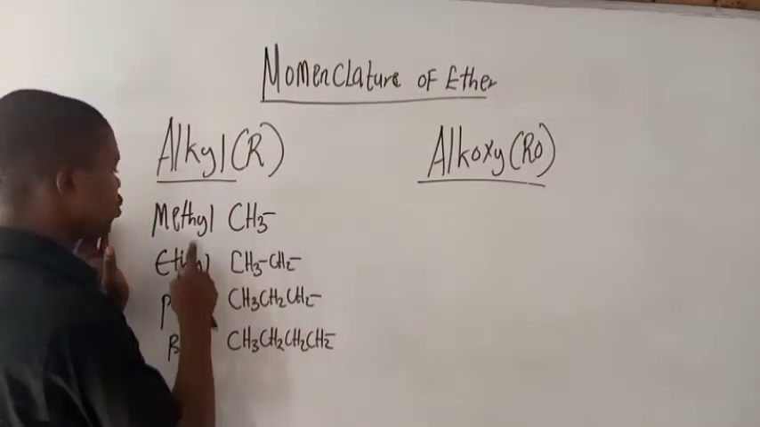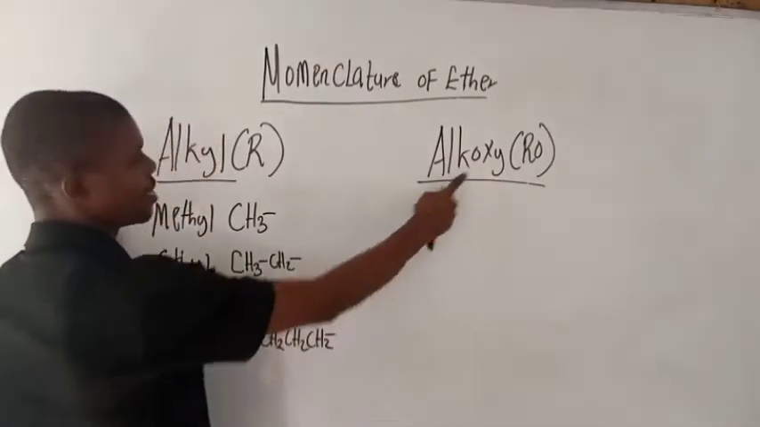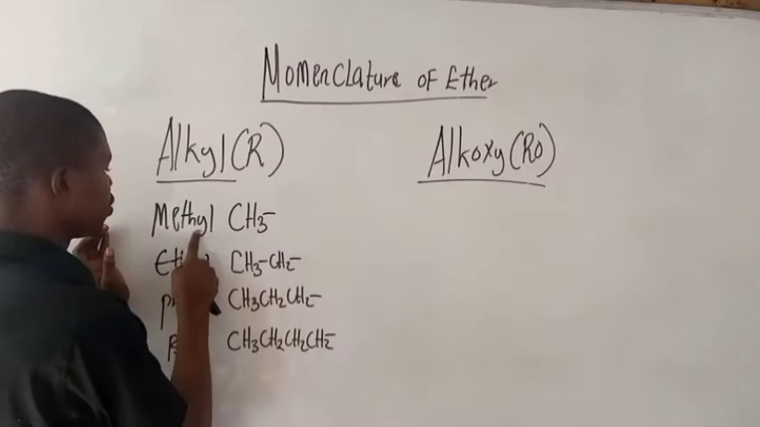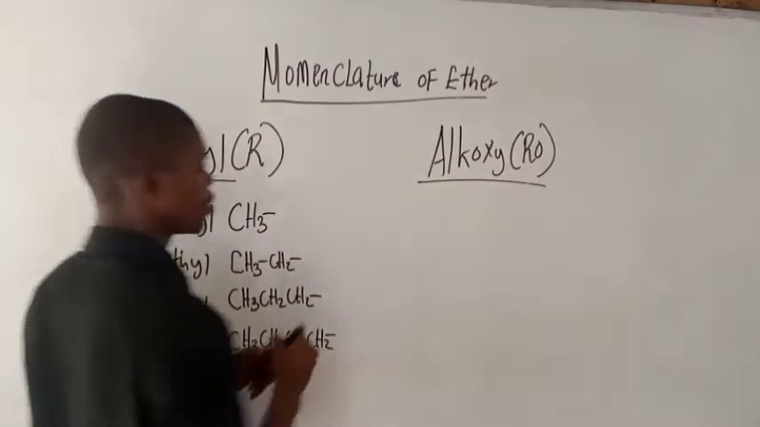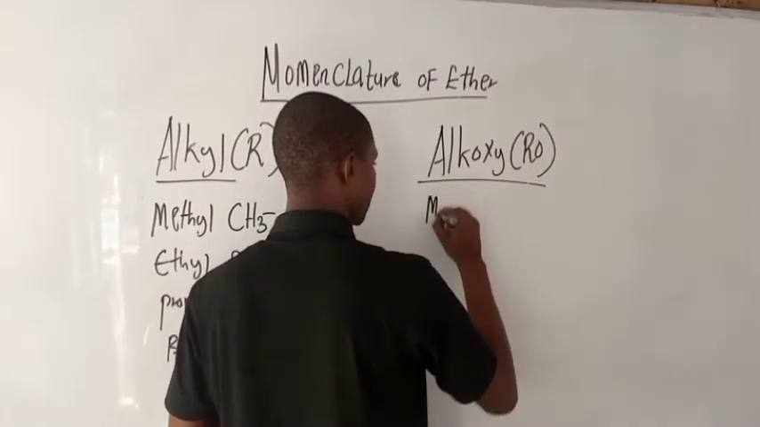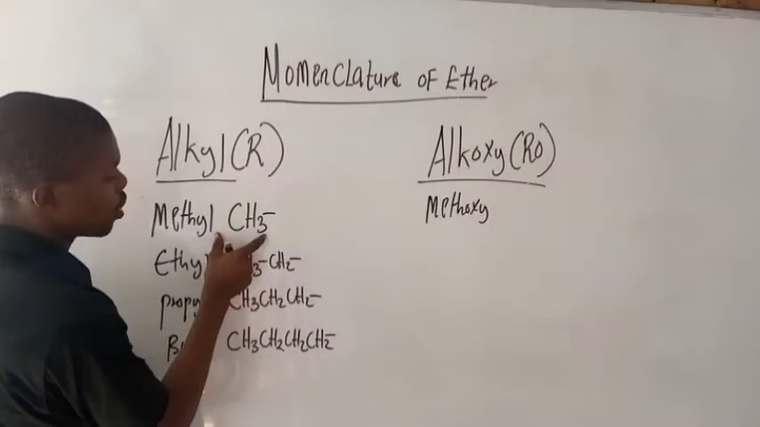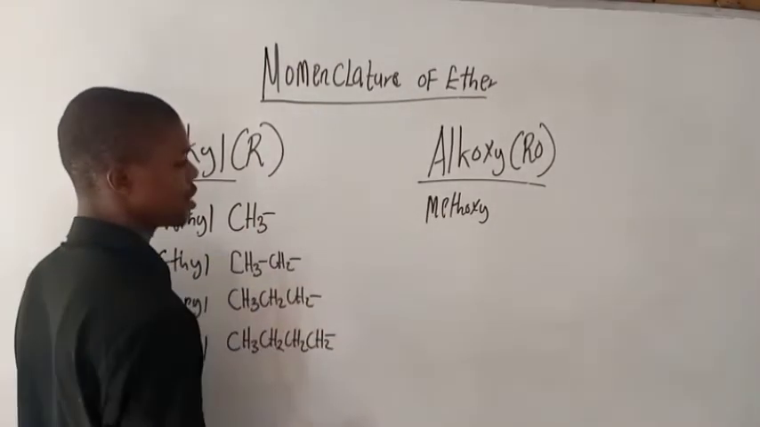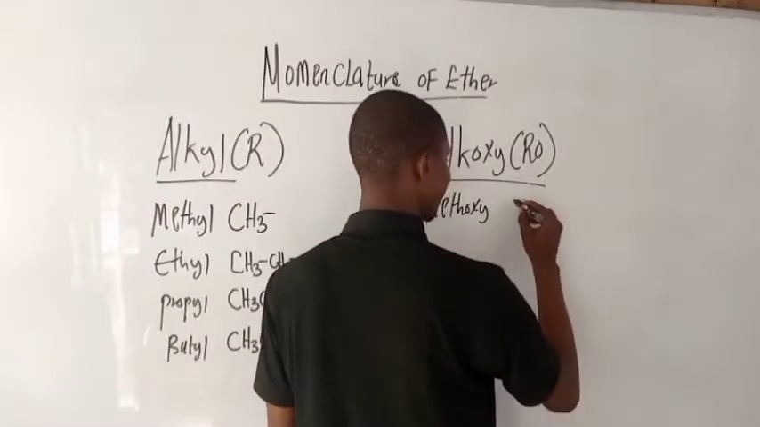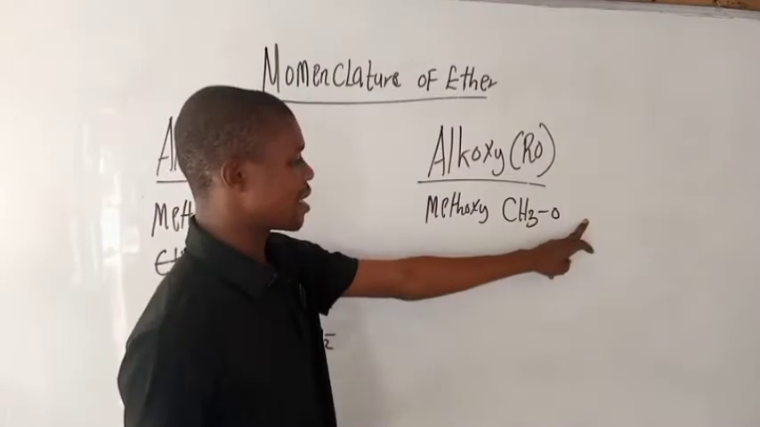And for the name, you remove the YL and place OXY. So if you want to get the alkoxy group from here, you remove the YL and put OXY. So here we now go to methoxy. Right there, methoxy. You still have the CH3 here, but you also have to attach oxygen to it, so you have CH3O. You get? So oxygen is now attached to it.